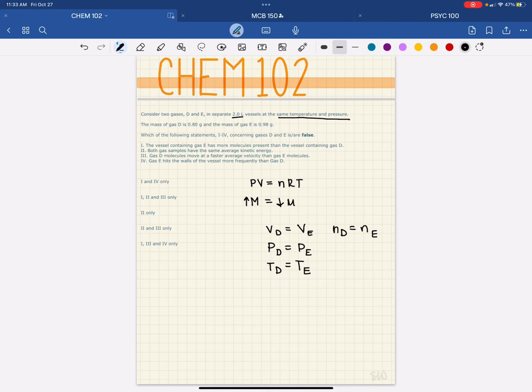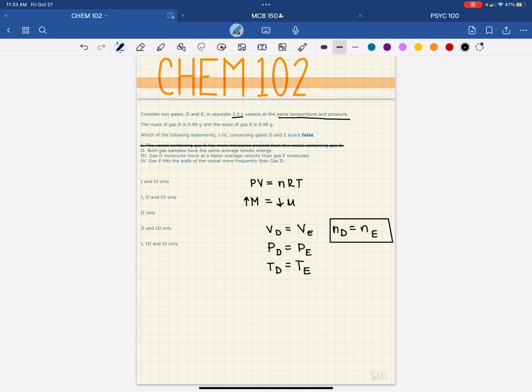Statement 1: the vessel containing gas E has more molecules present than the vessel containing gas D. We just established that the moles of gas D and the moles of gas E are equal. Because moles times Avogadro's number equals molecules, that cannot be possible. So number 1 is false.